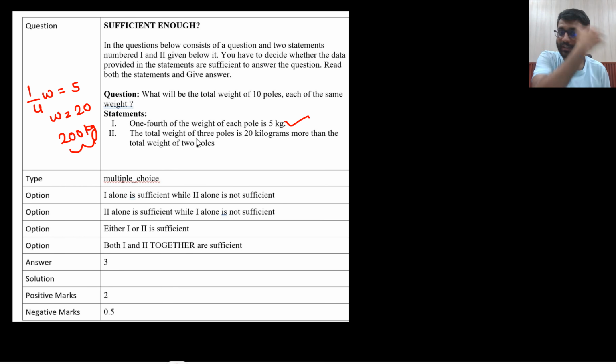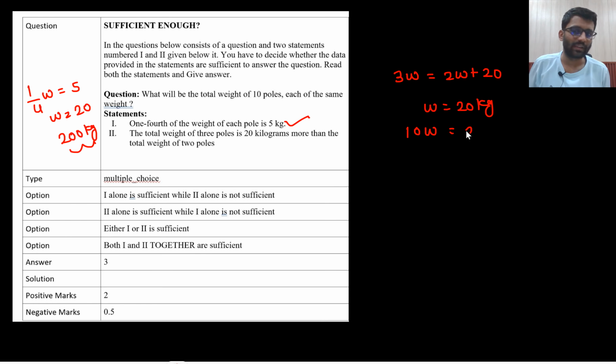What about the other one? The total weight of 3 poles is 20 kg more than the total weight of 2 poles. That means the weight of 1 pole is 20 kg. So what would be the weight of 10 poles? Weight of 1 pole is 20 kg, so the weight of 10 poles would be 200 kg. So statement 2 alone is also sufficient.